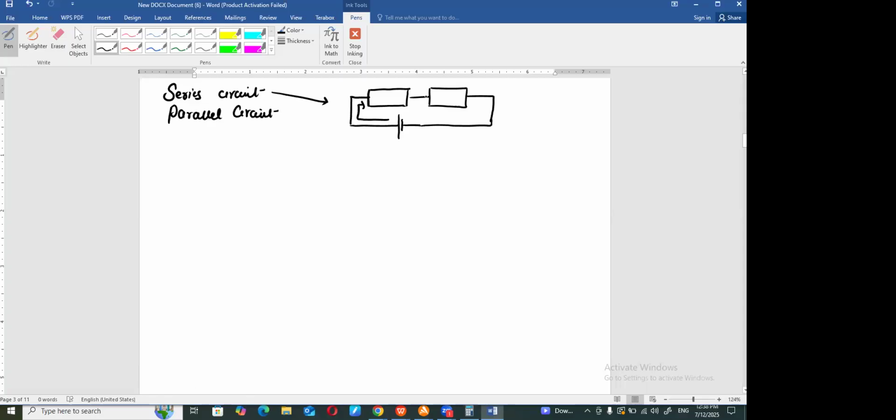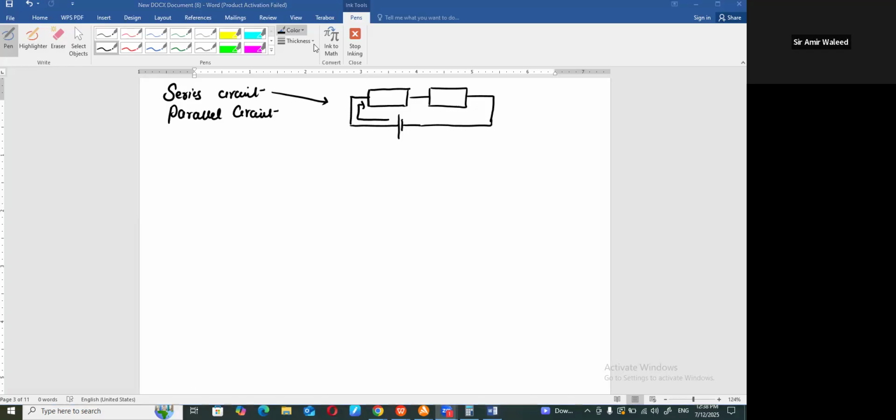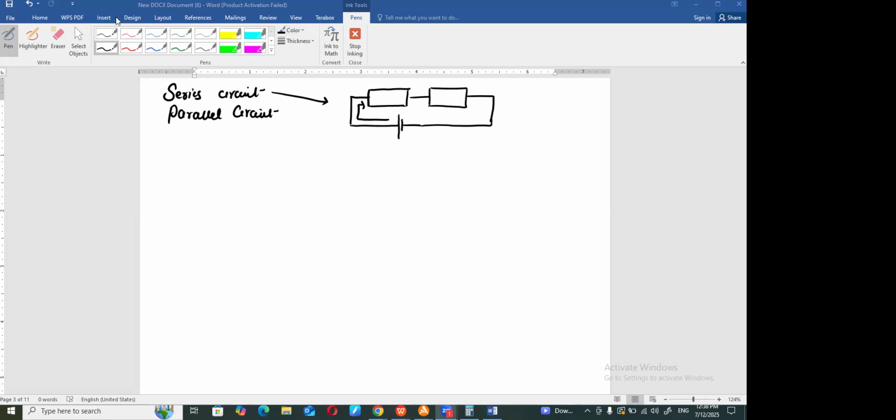So in a series circuit, as the name suggests, the resistors or components are connected just neck to neck, right? So this is the point. This is the series circuit.